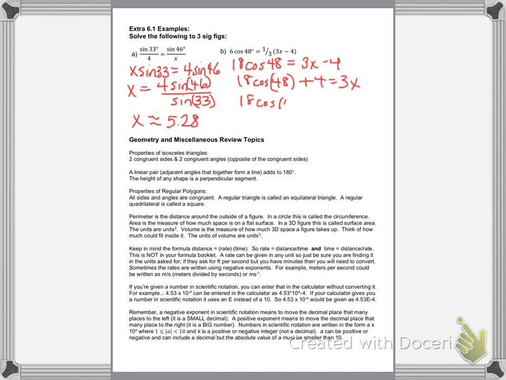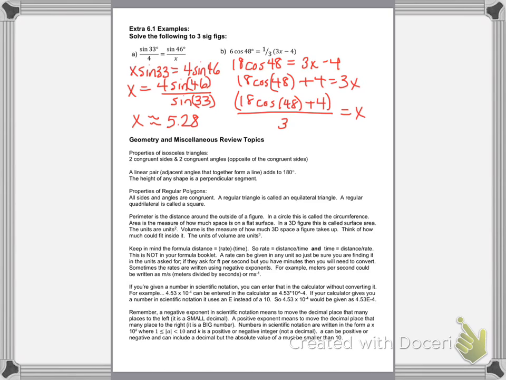18 cosine of 48 plus 4, divide by 3. Now, be careful when you put this in the calculator. You need to do one of two things. You can do the top, hit enter, then divide by 3. If you're going to put it in your calculator all in one step, then you're going to have to put this entire top in a parenthesis.